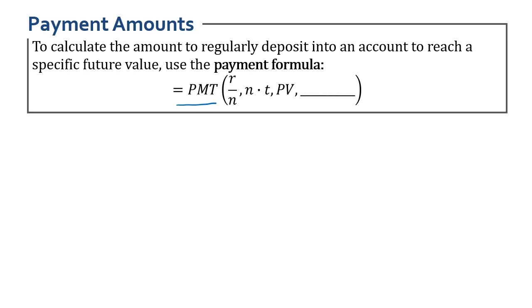So you'll type in the interest rate divided by the number of times it's compounded per year, comma, the number of times it's compounded per year times the number of years, comma, the present value, so what you initially started with, and then, comma, your future value, so the end amount that you want to have.